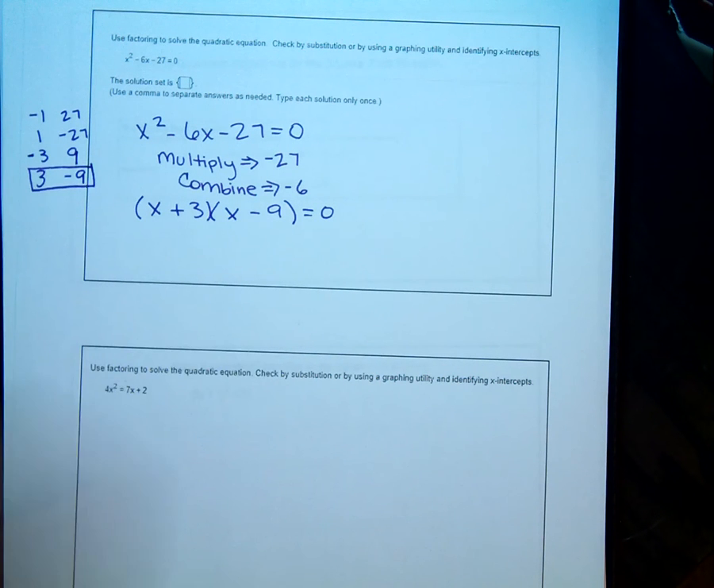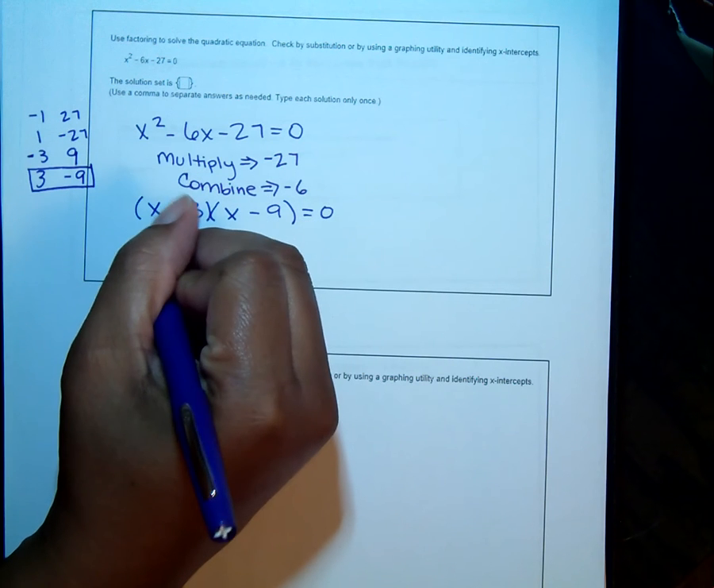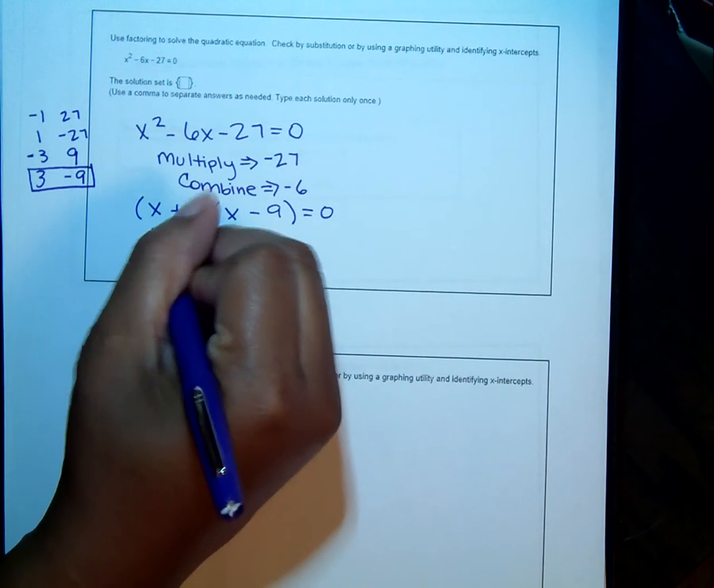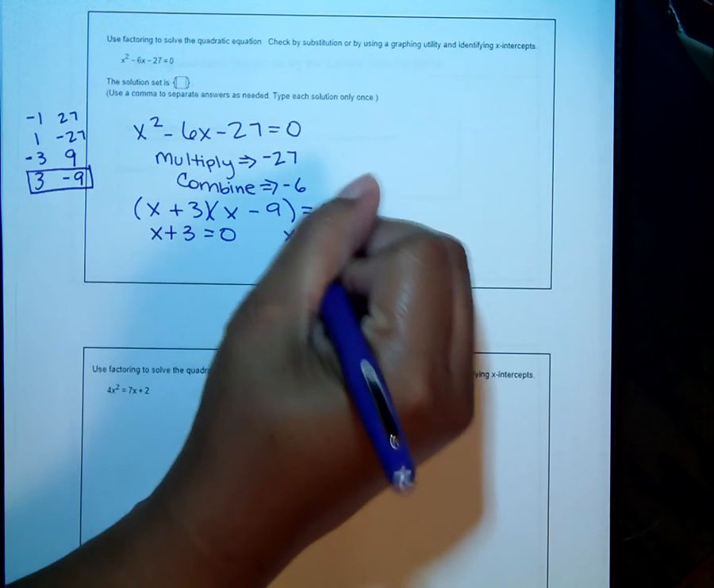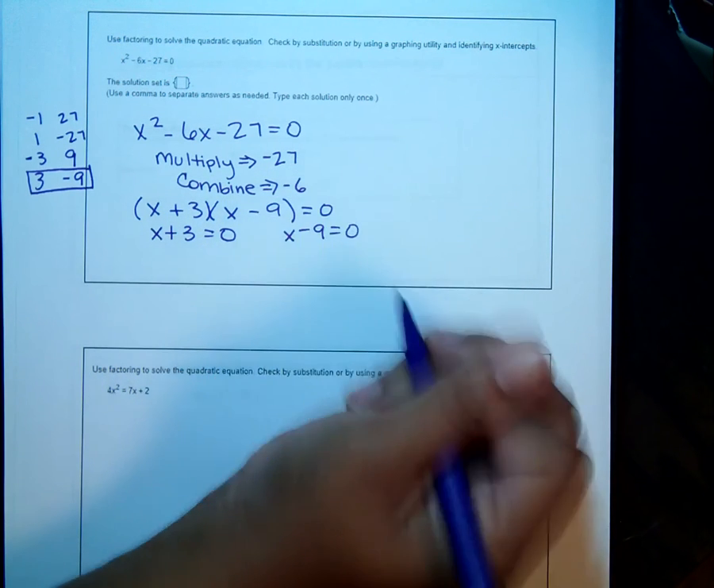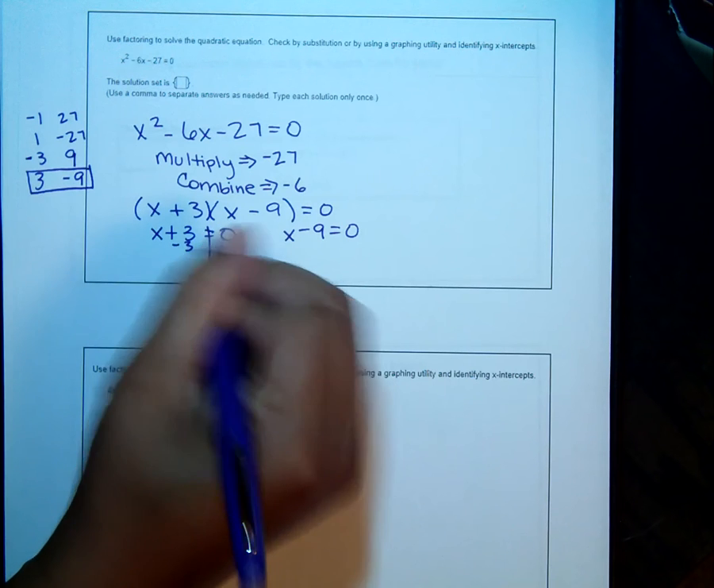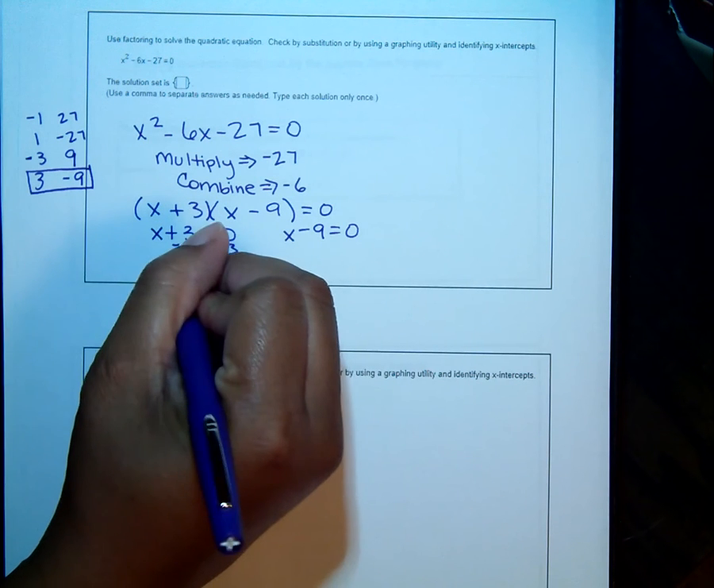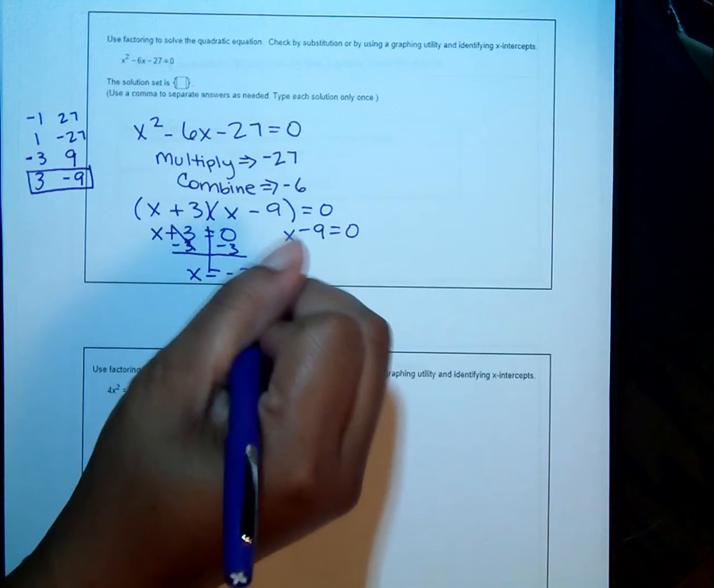Okay, so my next step said to set each one of my factors that have variables equal to 0. So I go x plus 3 equals 0, x minus 9 equals 0. And I have to solve both for x. Minus 3, because remember I have to do the opposite when I'm solving. X equals negative 3.